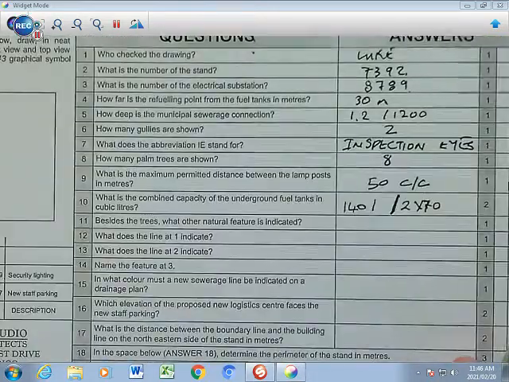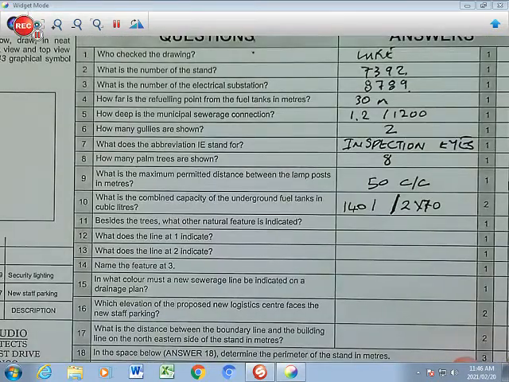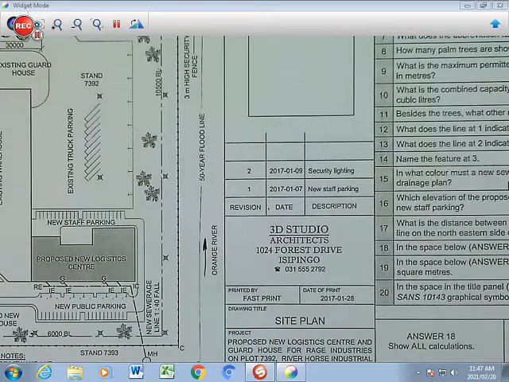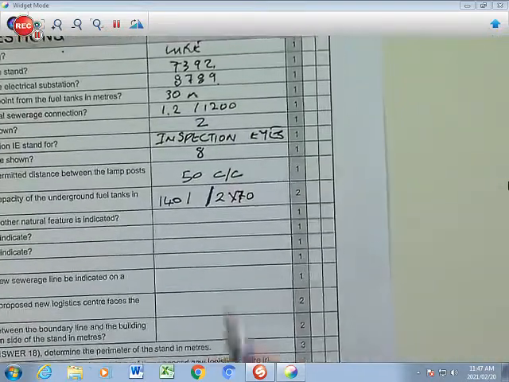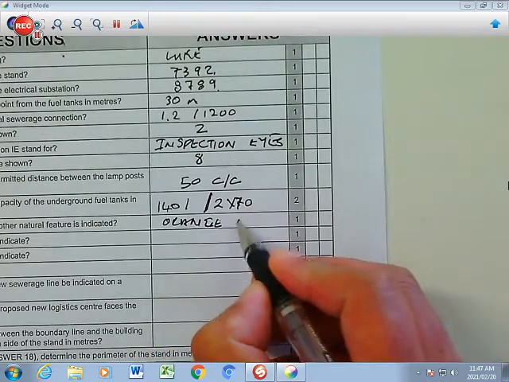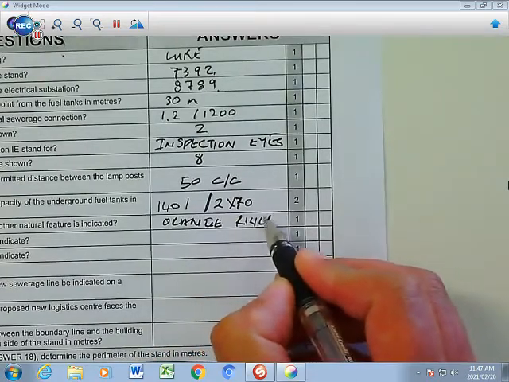Besides the trees, what other natural feature is indicated? So if you scan over your drawing, you're going to find that there's the Orange River that flows right there. So the river is the other natural feature. So Orange River. Okay.